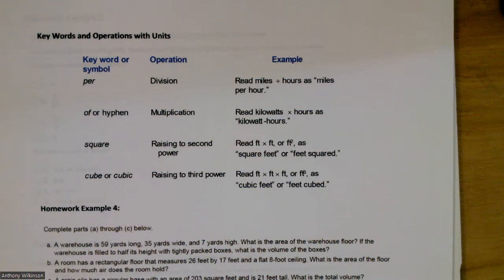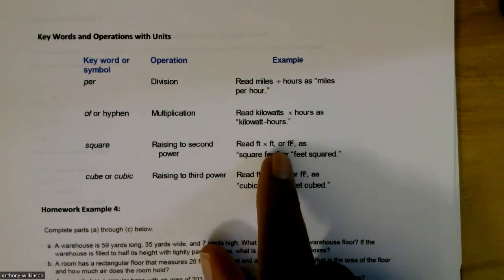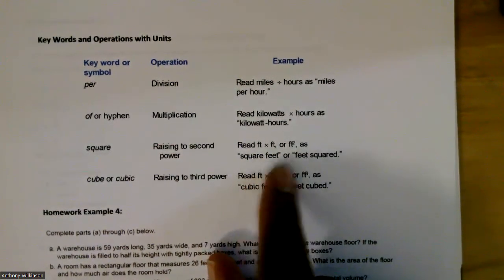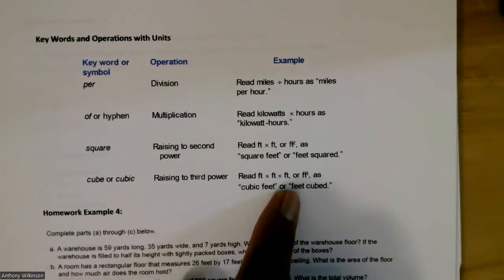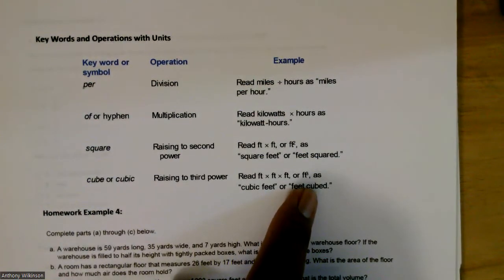And then for square, that operation would be something like raising to a second power. So 5 squared means 5 to the second power. And we can read feet times feet as feet squared, and that's also read as square feet. And then cube or cubic means to raise something to the third power. So feet times feet times feet would be something like this. And we can read that as cubic feet or feet cubed.